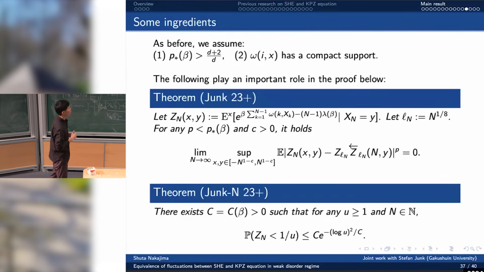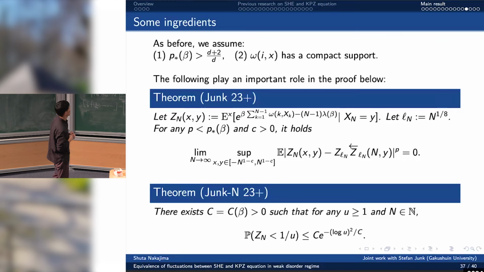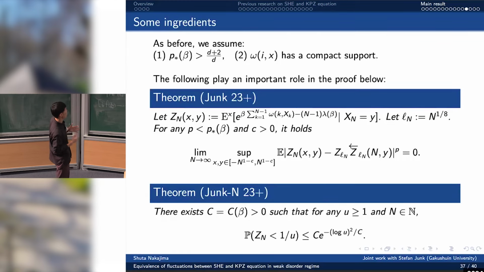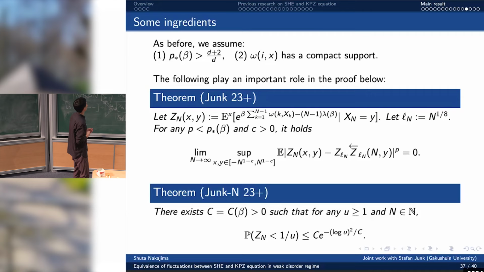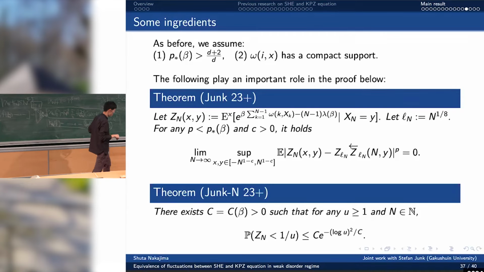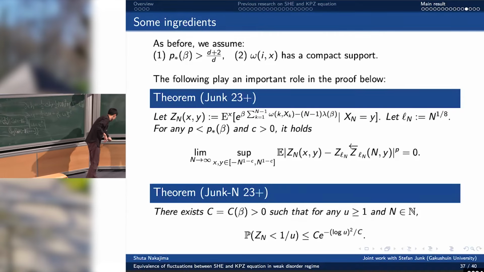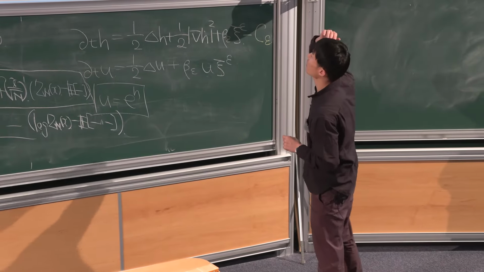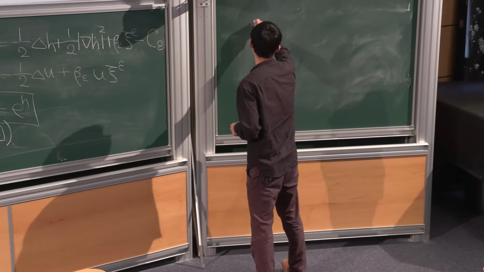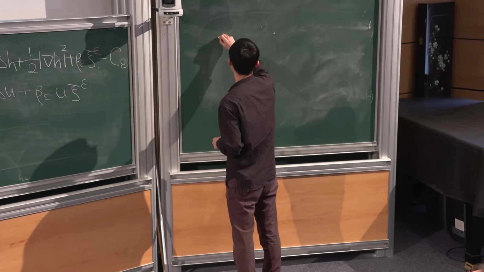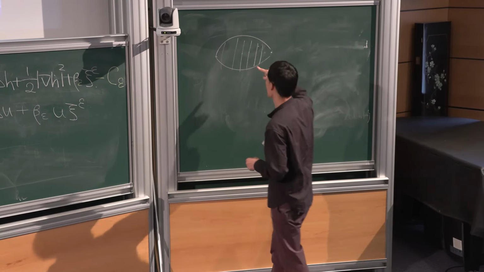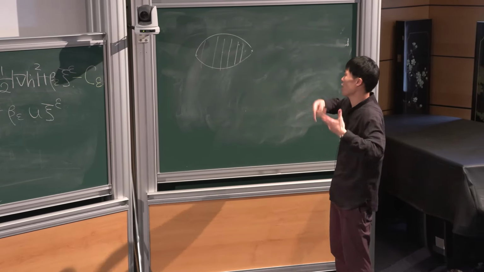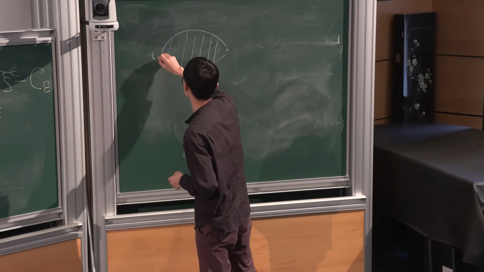And before going into the KPZ fluctuations, I'm going to introduce two important ingredients. The first one is called the local limit theorem. First we define the point-to-point partition function defined by this. So Z(x,y) is, this region means we take expectation here. So this is x and y.